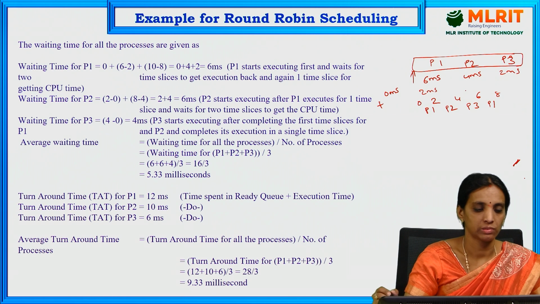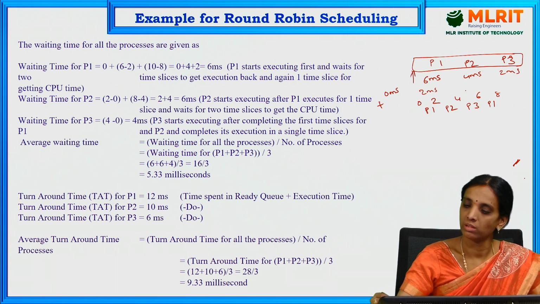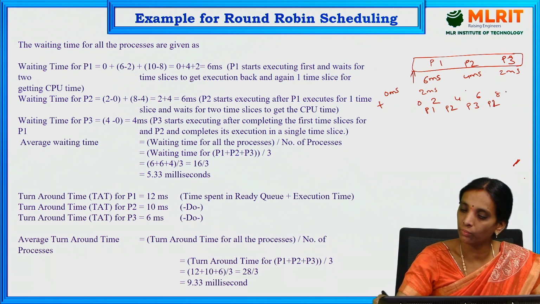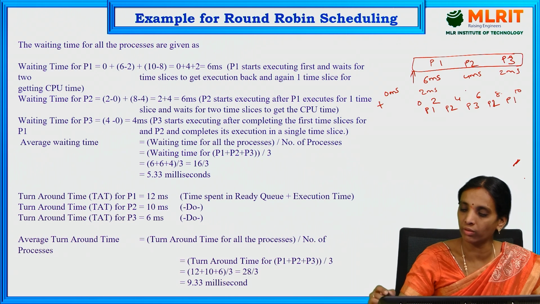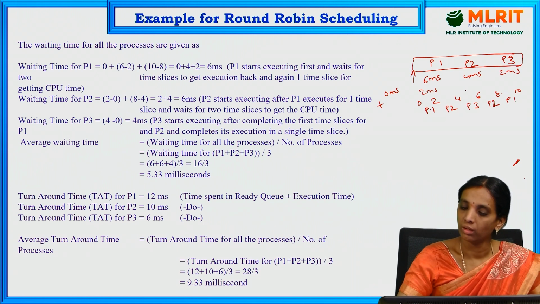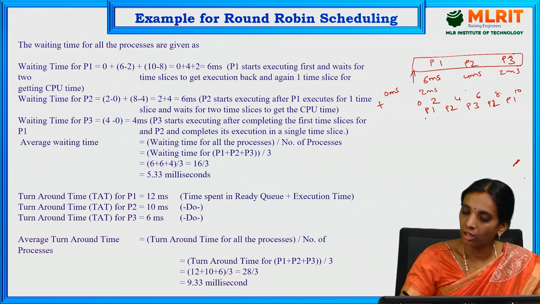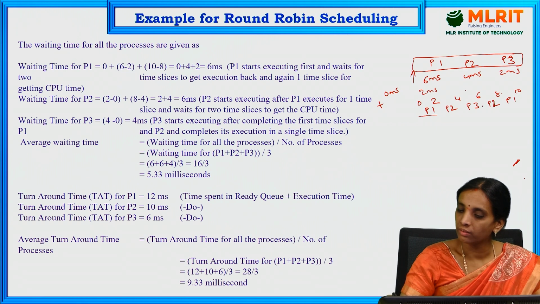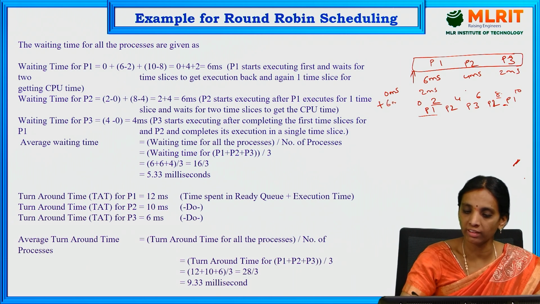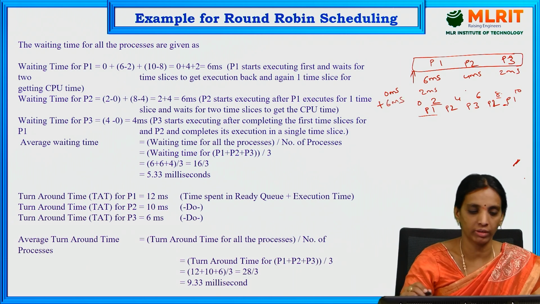P1, sorry P2, and from 8 to 10 it is P1. Okay, so here after 2 milliseconds again P1 is in the waiting state up to 8 milliseconds. So 8 minus 2, so that is here 6 milliseconds is the waiting time for P1, right?